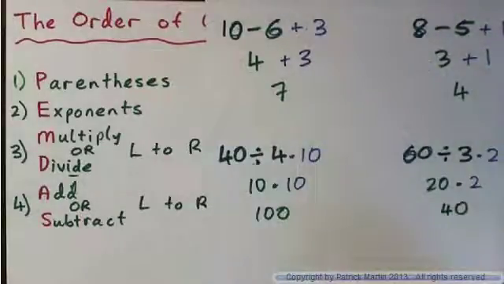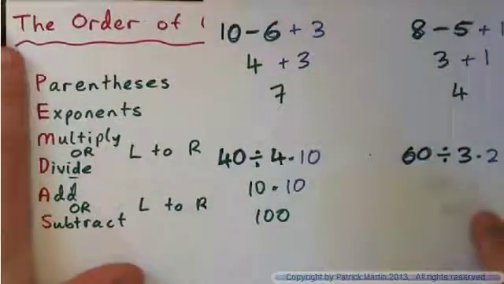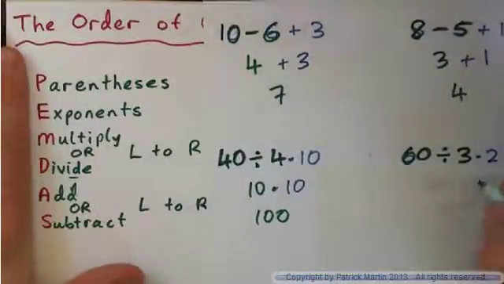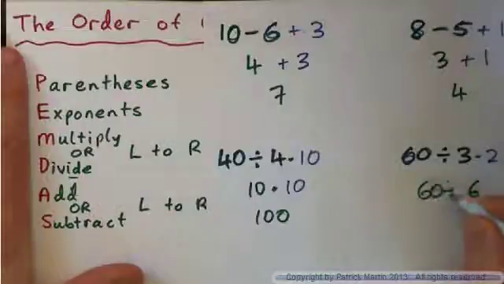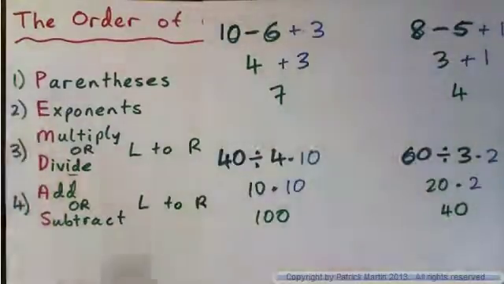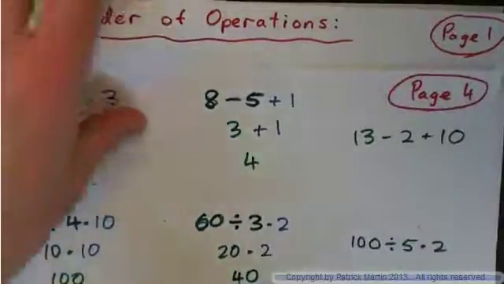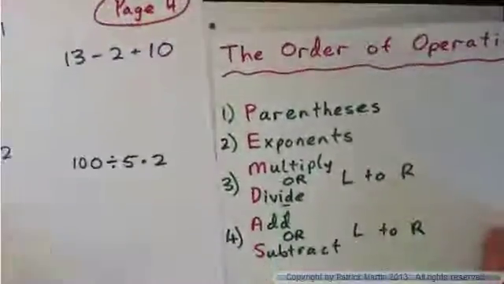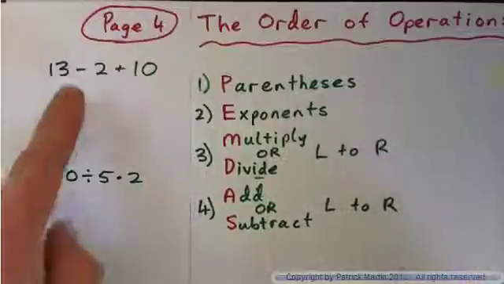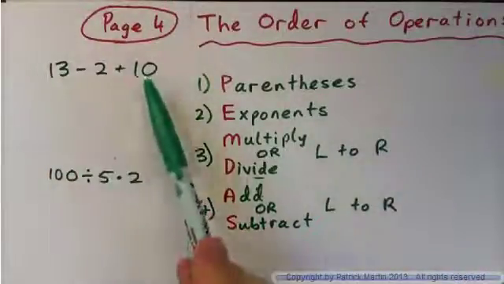40, right? And once again, if I had done the wrong operation first, if I just took PEMDAS completely literally, multiplied first, 3 times 2 would be 6, I'd have 60 divided by 6, which is 10. Now that's wrong, the answer should have been 40. Okay, so please press pause and do these two by yourself. 13 minus 2 plus 10, and 100 divided by 5 times 2. Do this example and this example.